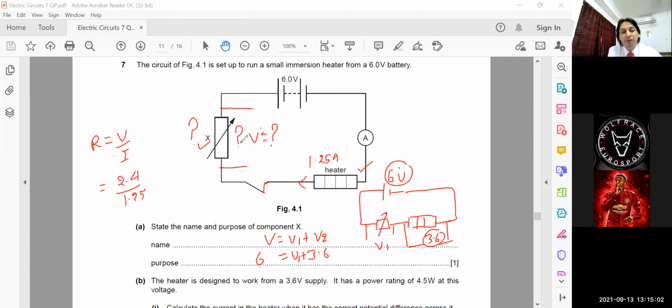Many students write the value of V as 6 volt, and in that situation your answer will be considered wrong. So divide voltage by current. 2.4 divided by 1.25 is 1.92. So 1.92 ohm is the resistance of this variable resistor.